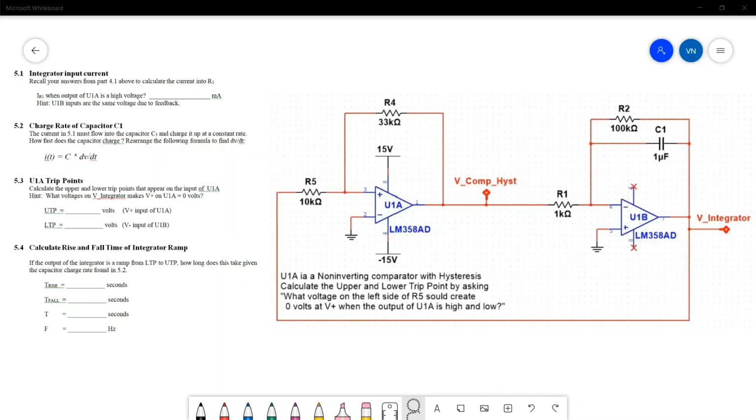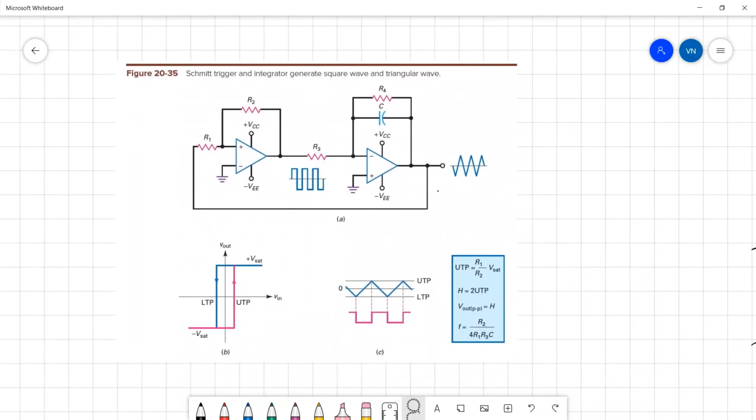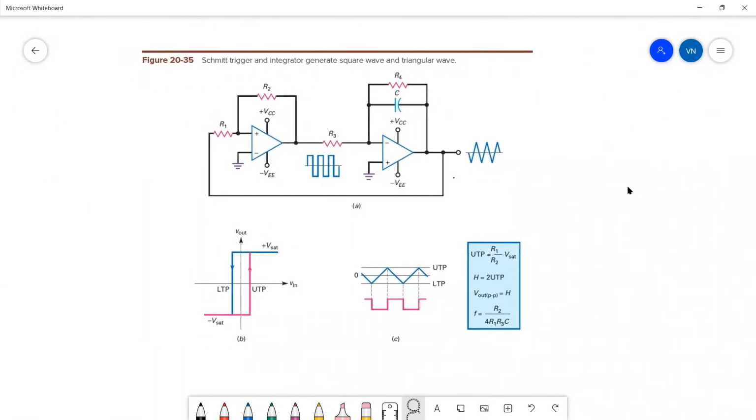I've had a couple questions about Lab 5, sections 5.1 to 5.4, which looks like this. Now, this is the circuit that has the comparator with hysteresis in front of an integrator, and that circuit is from figure 20-35 in the textbook.